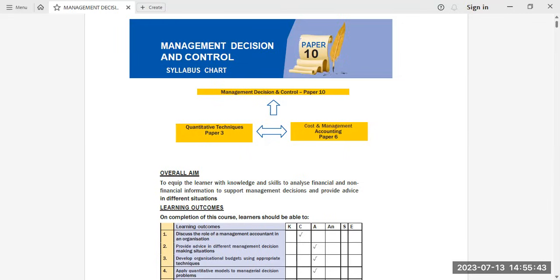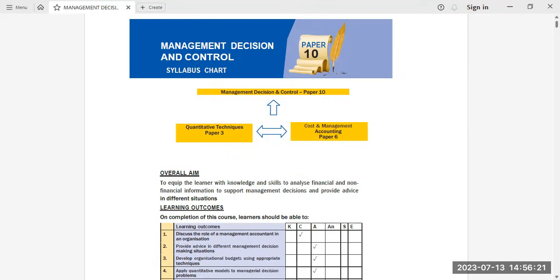So as we said, the previous materials, the previous videos we've been having, those ones are going to still be relevant even for the new syllabus, because we said this MDC paper was never affected by the changes in the syllabus.